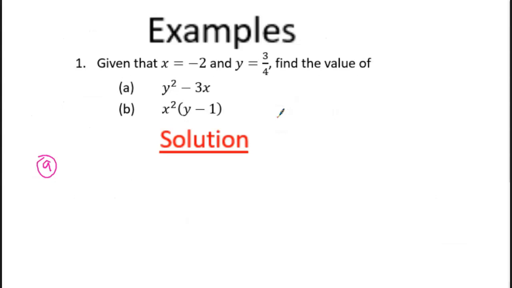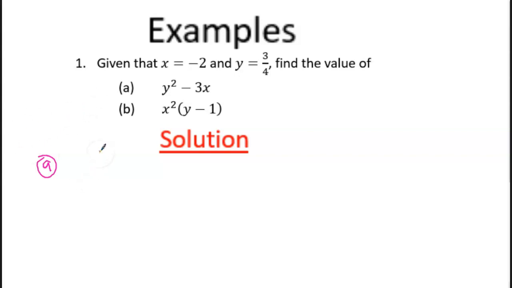1. Given that x is equal to minus 2 and y is equal to 3 over 4, find the value of a, y squared minus 3x, b, x squared times, in brackets, y minus 1. So, as I have said earlier, you have y squared minus 3x. What you have to do is, wherever you see y, replace it by 3 over 4.